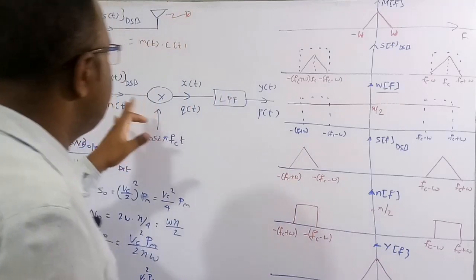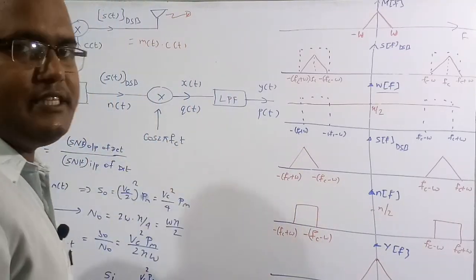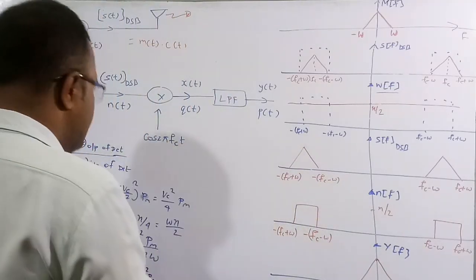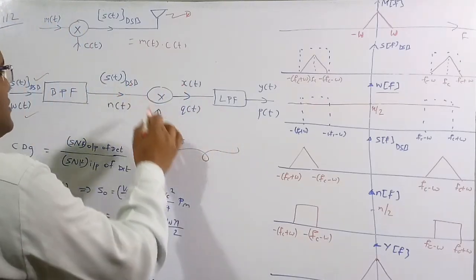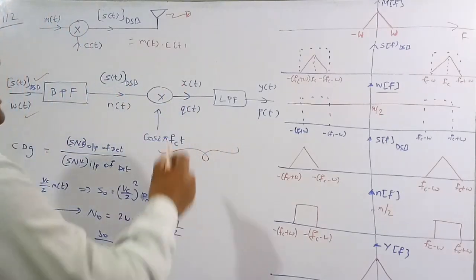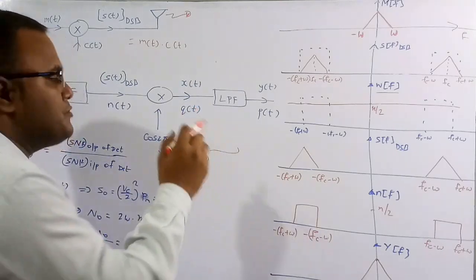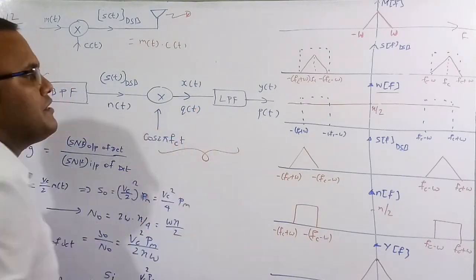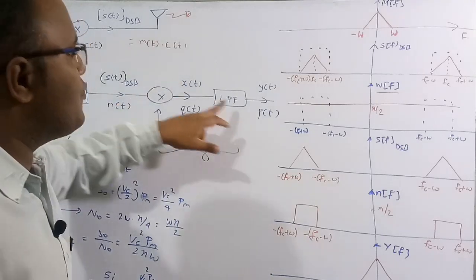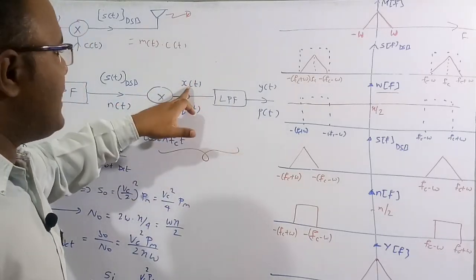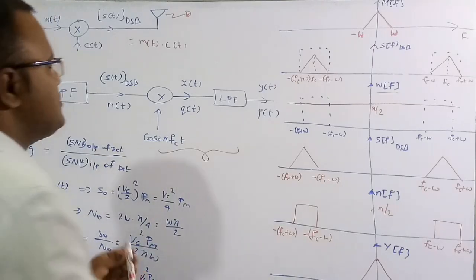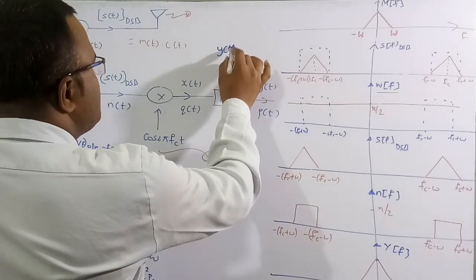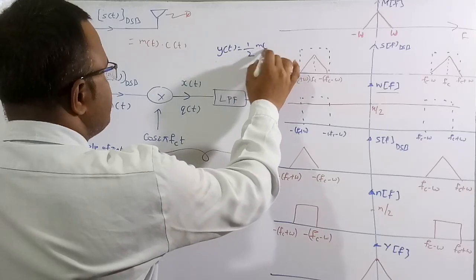And then I am going to place this coherent detector. This circuit is called a coherent detector. So x(t) is equal to S_DSB times cos 2 pi Fc t, and similarly the noise n(t) times cos 2 pi Fc t, and these two signals are going to pass through a low pass filter. At the output we are going to get y. In the previous example I wrote the expression y(t) is equal to half of m(t).